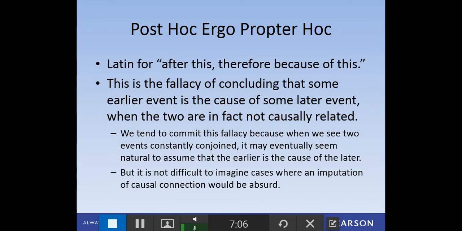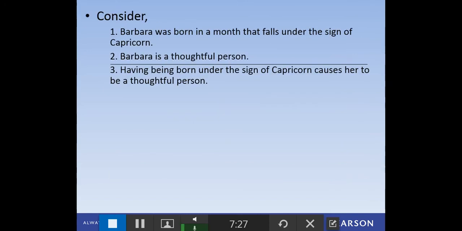So it's a fallacy concluding that some event earlier is the cause of a later event when they're not actually related. And we commit this fallacy when we see two events conjoined, when it can eventually seem natural to assume that the earlier is the cause of the later. But a lot of times they're pretty absurd, and we're going to give some absurd situations here.